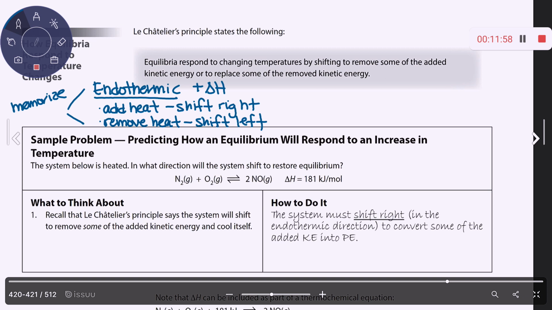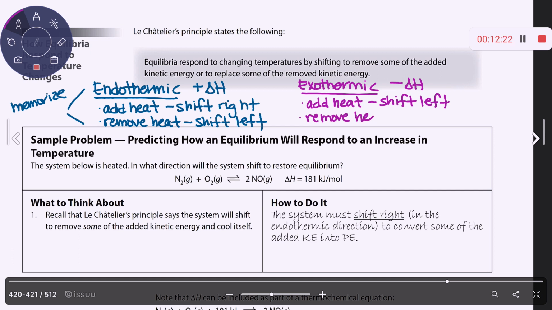Then we need to talk about exothermic reactions. So why don't I write exothermic reactions over here? Exothermic reactions have a negative delta H. So if you add heat, it will shift left. And then if you remove heat, it will shift to the right. Again, memorize this.